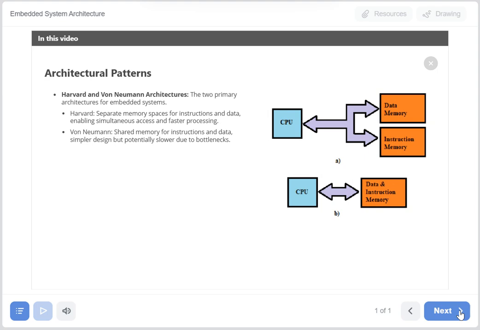Now let's look at common architectural patterns. Two primary structures are used in embedded systems: Harvard and von Neumann architectures. Harvard architecture has separate memory spaces for instructions and data, so the system can access both at the same time for greater speed. In contrast, the von Neumann approach uses a single memory for instructions and data, making it simpler but with potential speed bottlenecks.